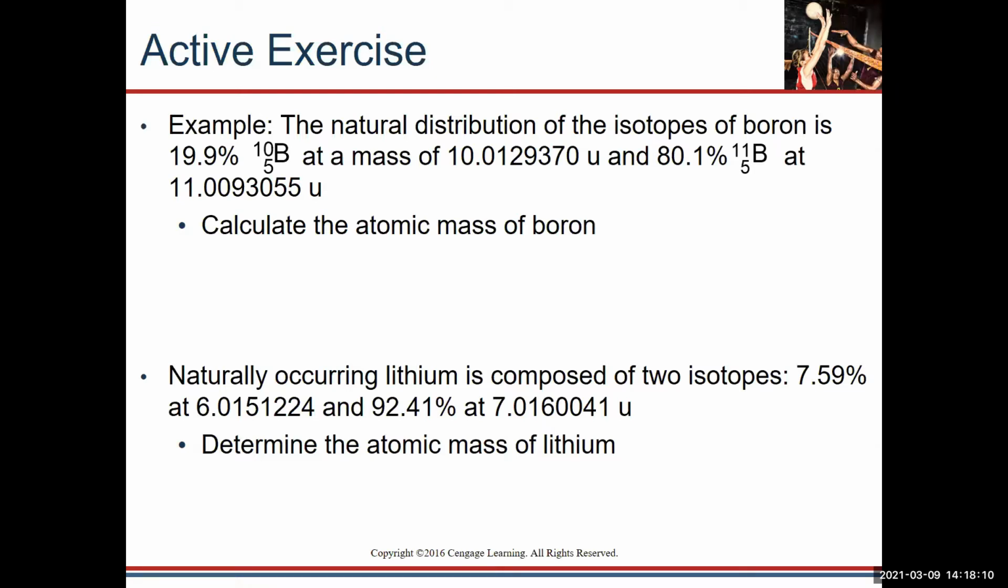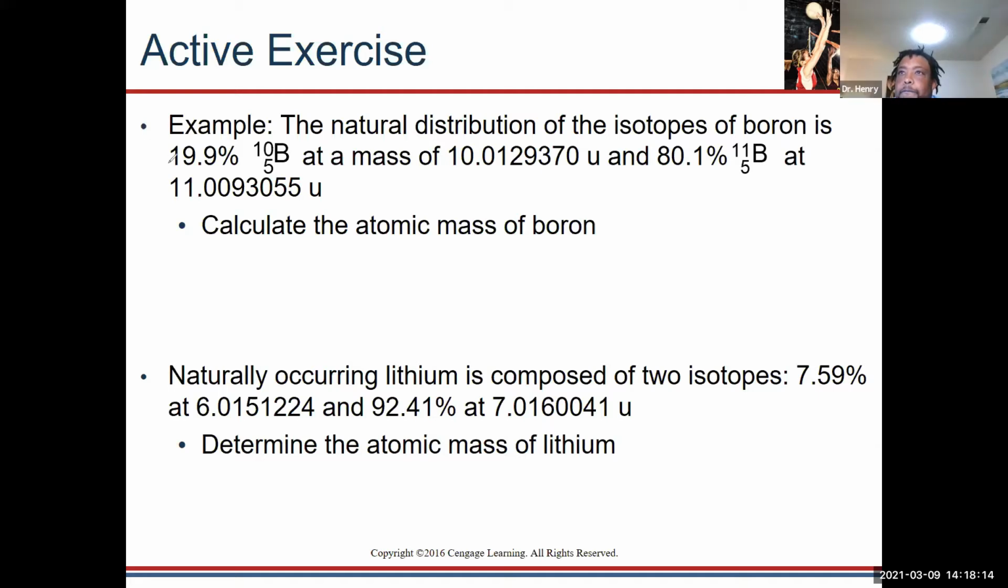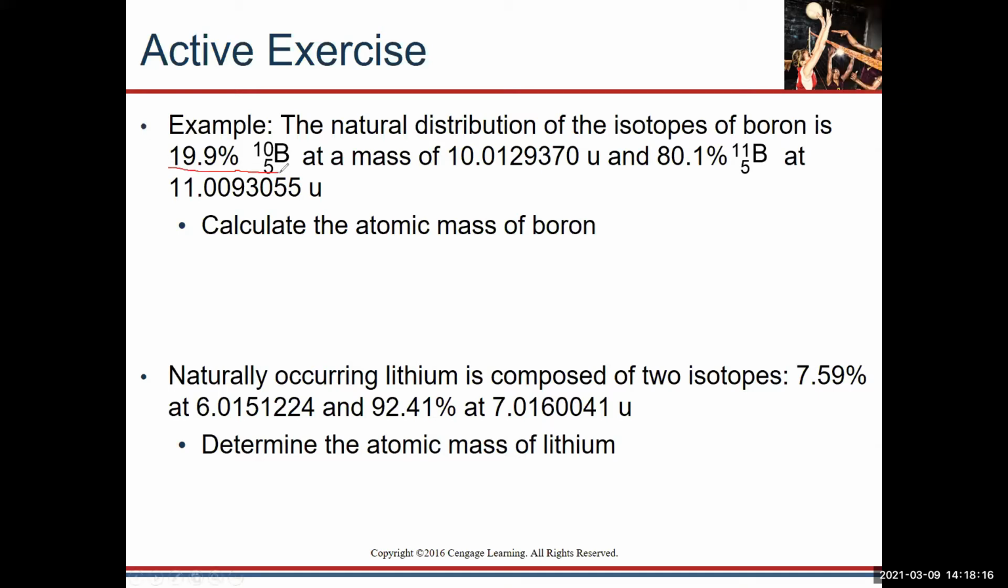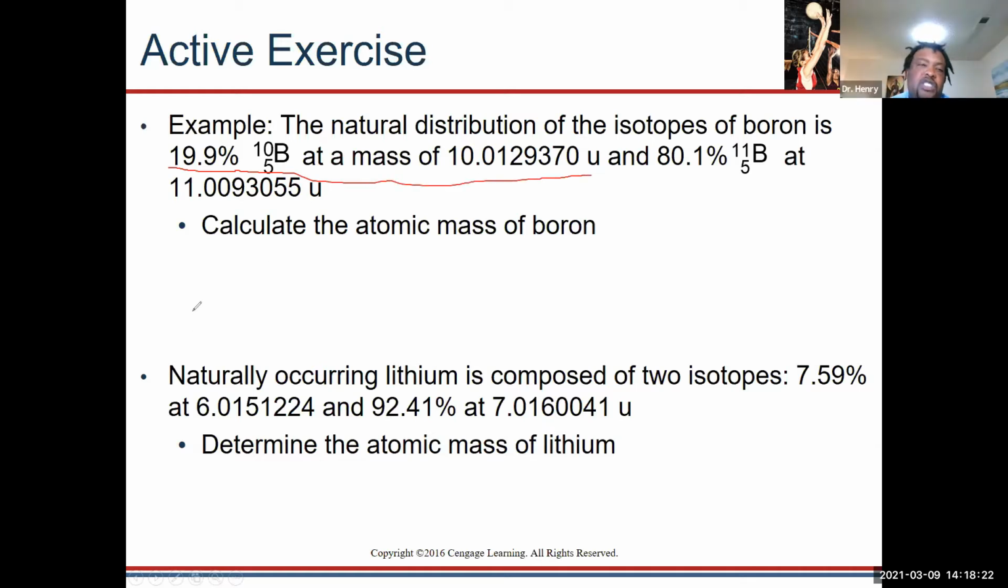You're given your percentages. That's right, we're given our percentages. And so what decimal would you multiply them by? Our percentages are just going to be our decimals, right? So we're going to say 0.199 times the mass of this isotope.